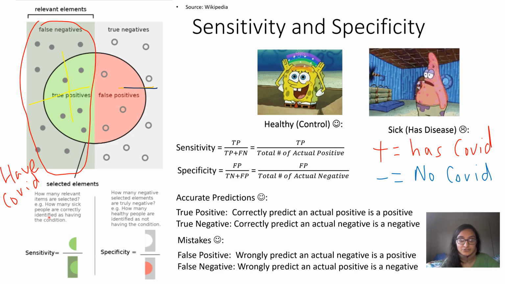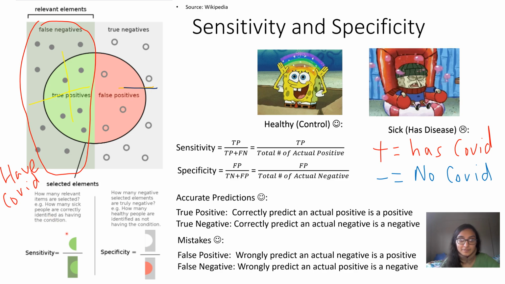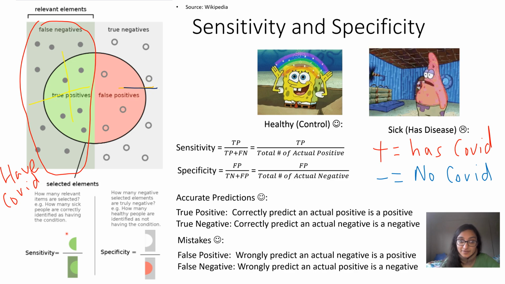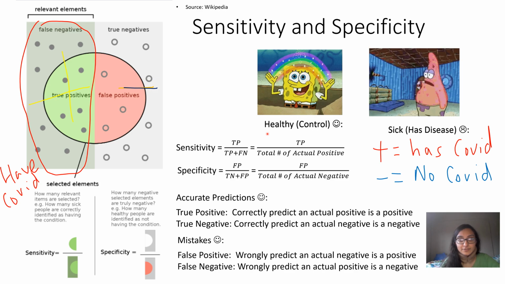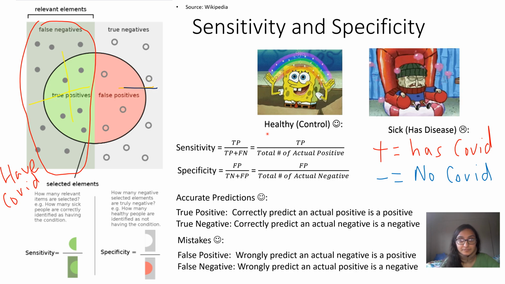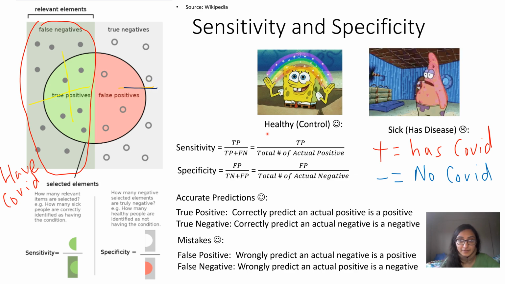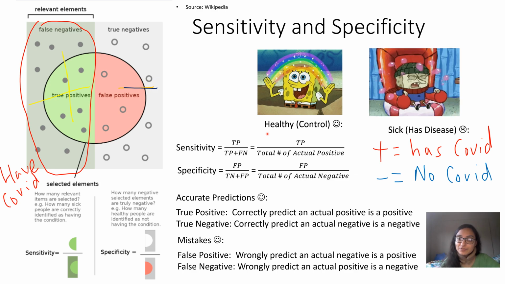So sensitivity is trying to figure out how many sick people are correctly identified as having the condition. Out of the total individuals who actually have the condition, how many of them are predicted correctly as having the condition? The true positives are the correctly predicted positives over the total number of positive individuals. The total number of positive individuals is your true positive plus your false negative count.